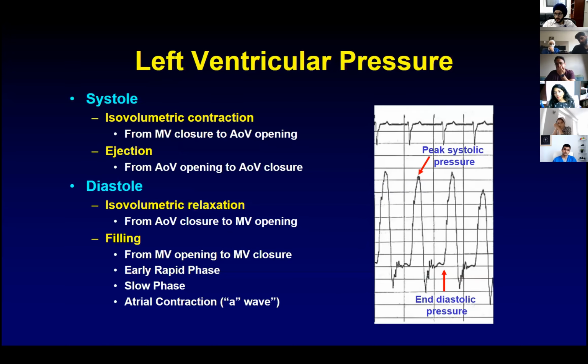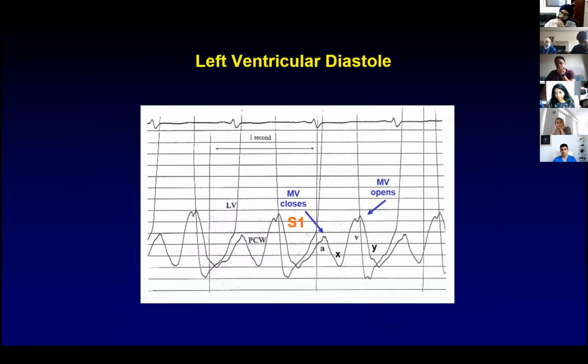So the left side, left ventricular pressure tracing, you're going to have a biphasic waveform consisting of the systole and diastole. Just like we talked about on the right side, systole first part is the isovolumetric contraction, then the ejection phase, and the diastole consists of isovolumetric relaxation followed by filling.